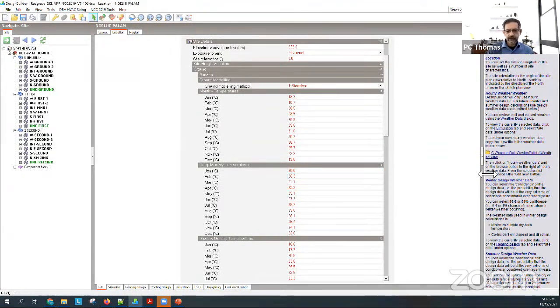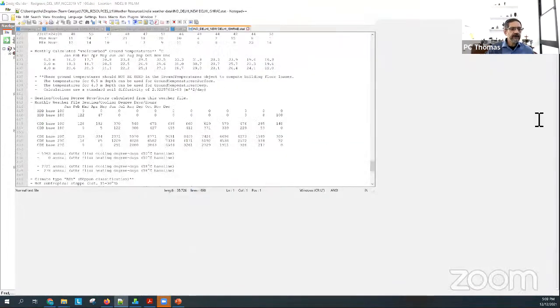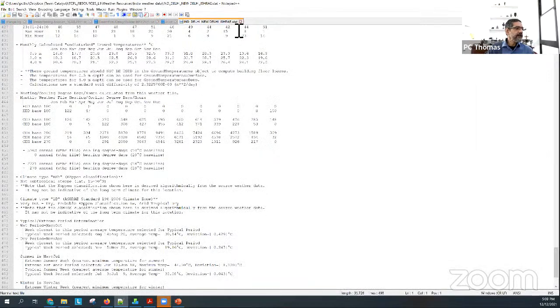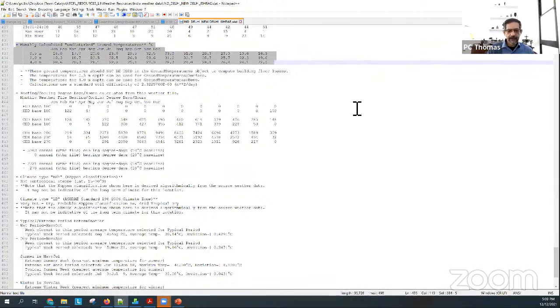If you go and look for the EPW file, the EnergyPlus weather file, that actually has it. And I'll show you. This is the New Delhi ISHRAE file, you can see here. And there's a file called a stat file, which you can find. And in that stat file, you will find these ground temperatures, okay?